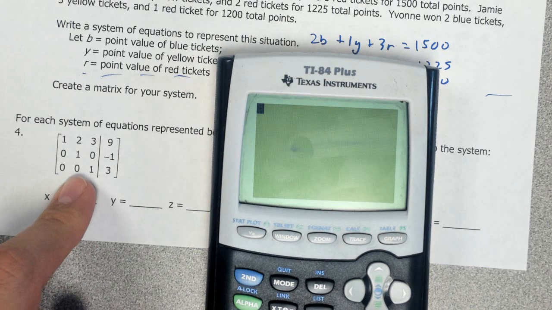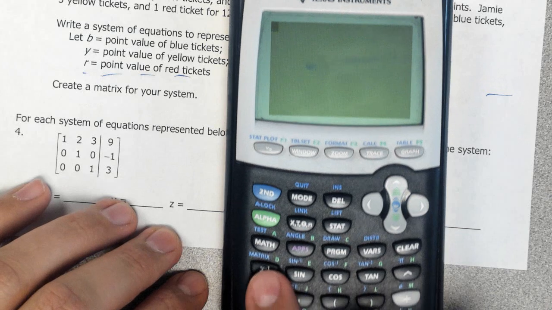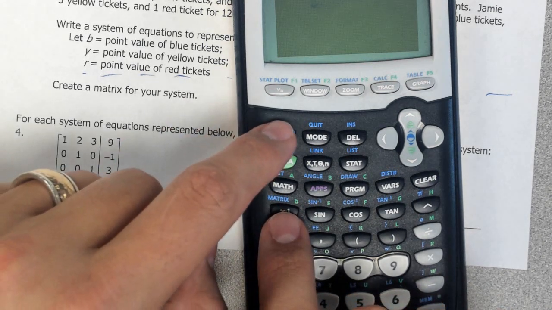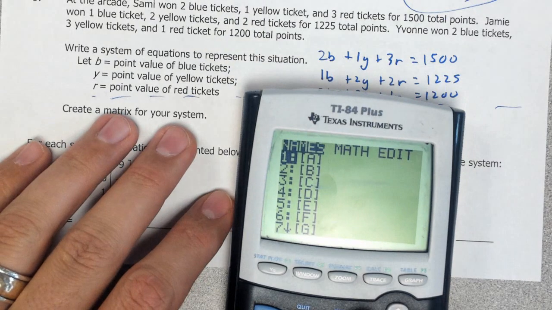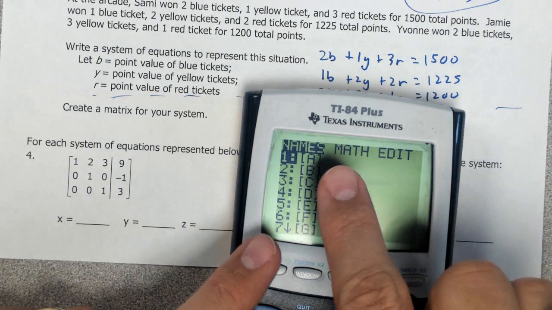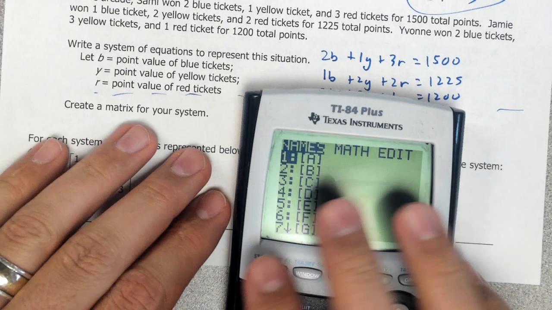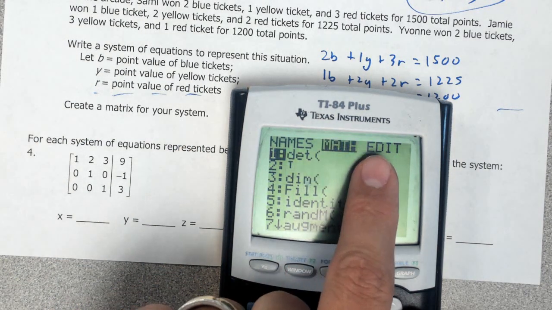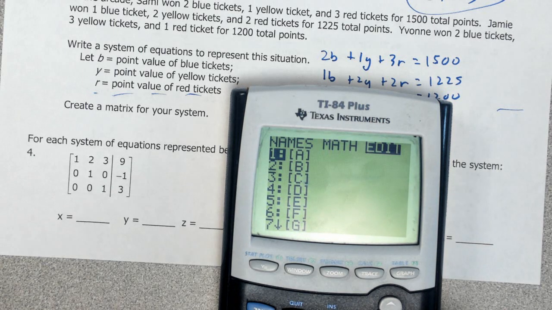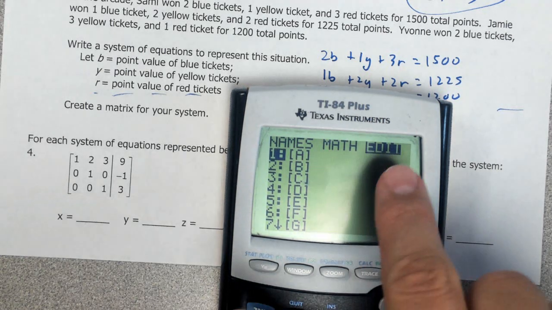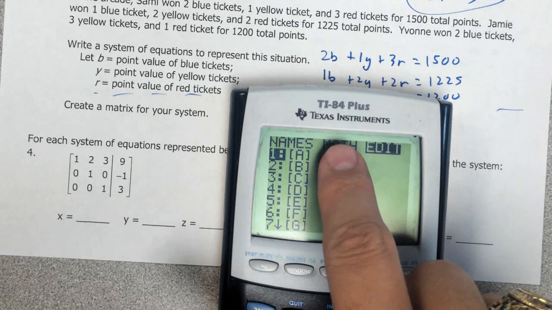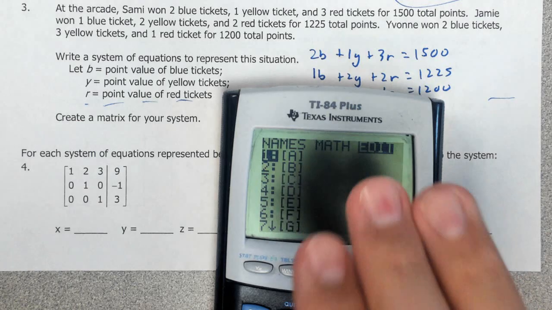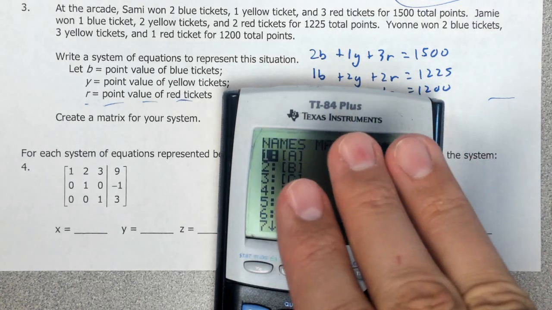To put this in the calculator, we're going to use the matrix key. The matrix key is right here. It's in blue, so press the blue button for matrix. To do a matrix, we're going to need to use this tab, that tab, and that tab. There's 3 tabs on top of the matrix menu. We're going to start with edit, then go to math, and then go to names. We're going to use that matrix key 3 times.